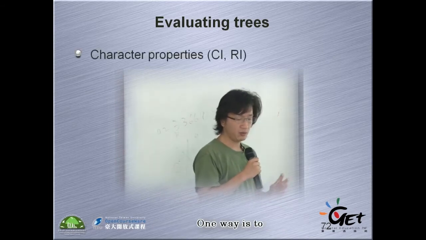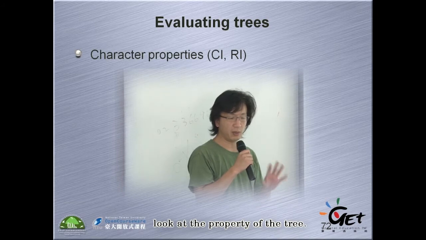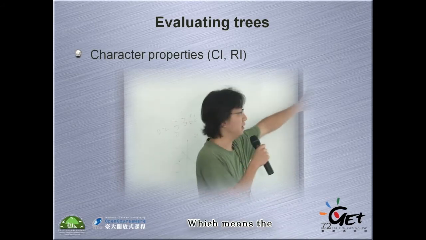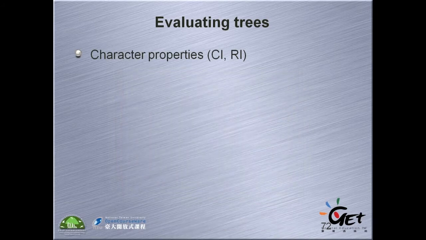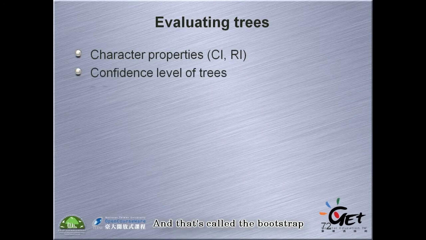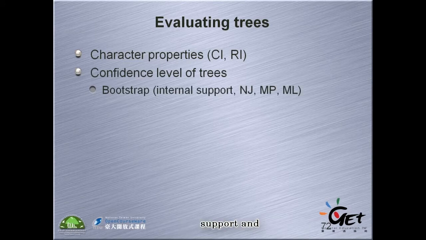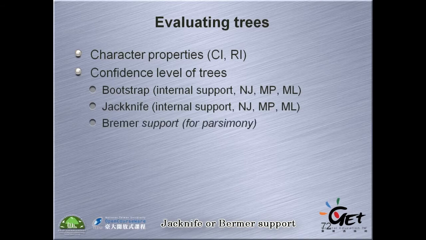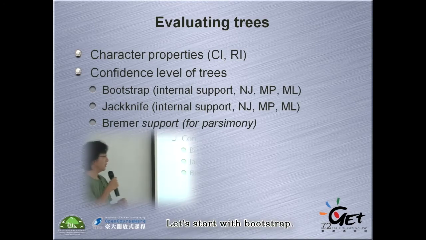One way is to look at the property of the tree, which means the consistency index. Right now, I'm going to introduce some other index you commonly see on the branches of the tree. You read it in a paper, and that's called bootstrap support. Some other people also use Bremer support for other purposes, and I will talk a little about them as well. So let's start with the bootstrap.